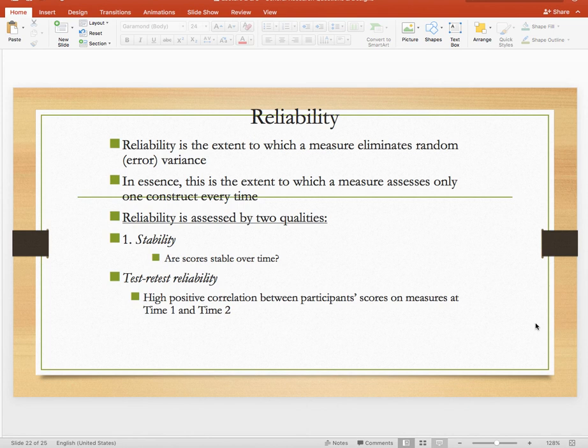So in other words, reliability is really the extent to which a measure only assesses one construct every single time. How do we assess one single construct? We do that in two very specific fashions. We measure it through what we call stability, and we also measure it through what we call consistency. Those are our two qualities that we measure reliability on. Very, very important estimates that we have to be able to use within research, that we look at stability and we look at consistency as indicators of reliability. Questions up to now?